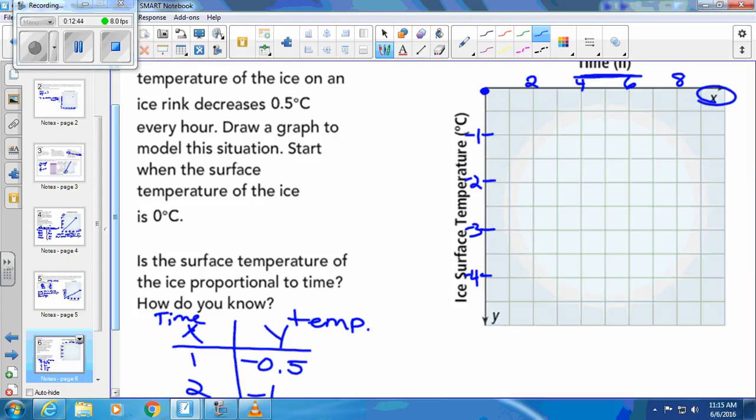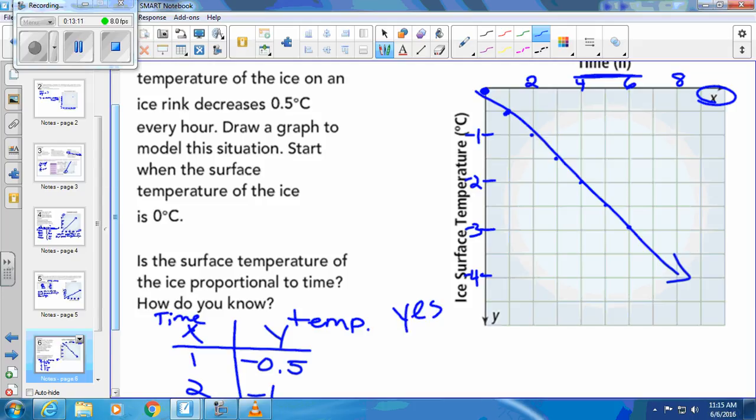Negative 1 was going to be, we matched up with 2, which meant that after 1 hour it was a half, so we put my point here. I keep going down a point. Connect my lines. And even though this is a straight line that is going in a negative way, it's a straight line passing through the origin, so it is still yes that it is proportional.